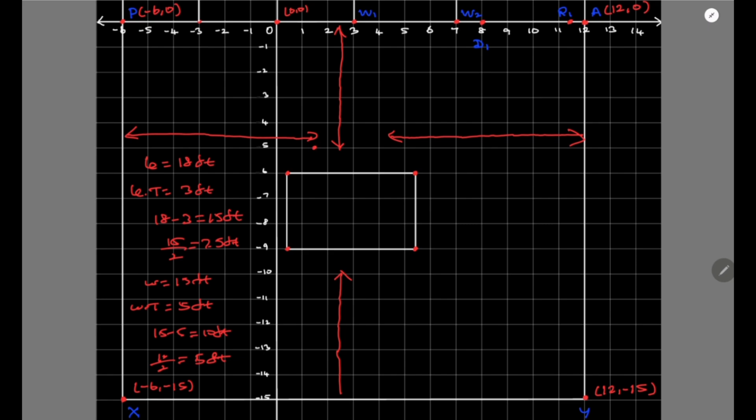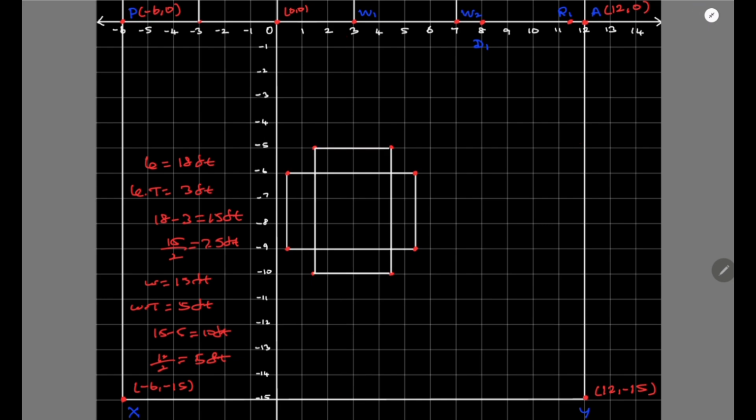This is one corner of the dining table. The coordinate of this is 1.5 comma 5. And next one 4.5 comma 5. Then 1.5 comma minus 10, and 4.5 comma minus 10. Now this is the position of the dining table in the vertical direction.